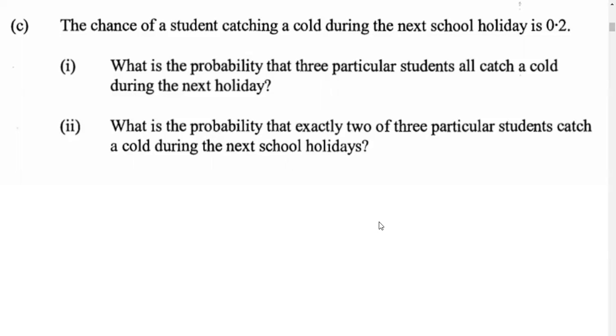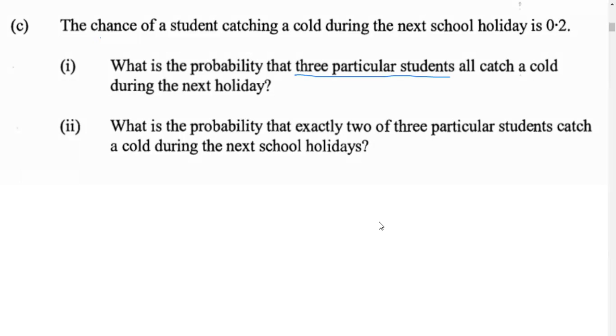We have a probability question in this case, and it might be quite topical given current circumstances, but let's apply our probability theory to this question. So you're told that the chance of a student catching a cold in the school holidays is 0.2, nice and simple. Part 1: what is the probability that 3 particular students all catch a cold during the next holiday?